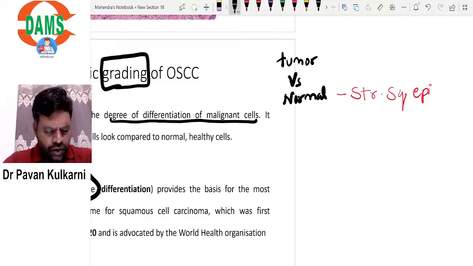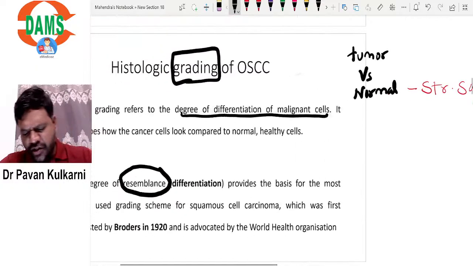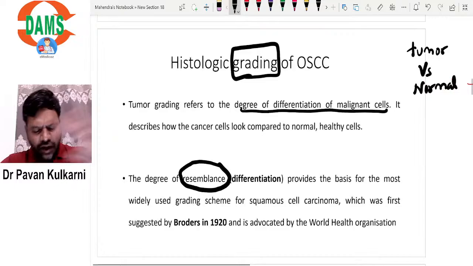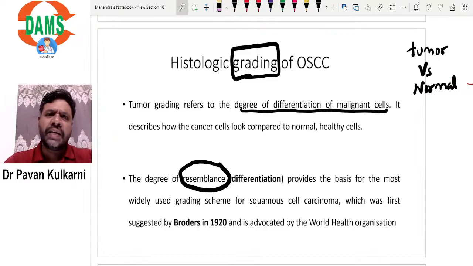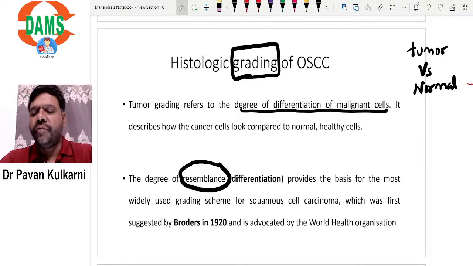Okay. So now, coming back to the discussion, after understanding this, what is grading? Grading means the degree of differentiation of the malignant cells. Now, what is differentiation? It is the degree of resemblance. So the more the resemblance, you will call it more differentiated.